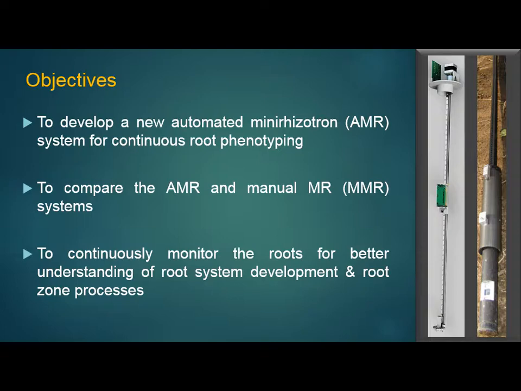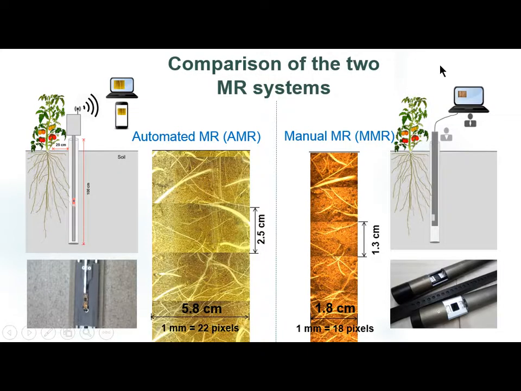In this picture, the right side is the well-known BART system, and the adjacent one is the automated AMR system. This is the camera part. It will move up and down using a motor, and it is controlled by a mini computer on the top. So this is a comparison of two systems.